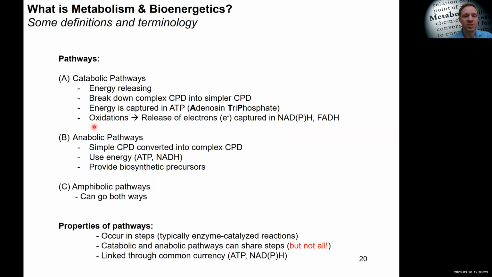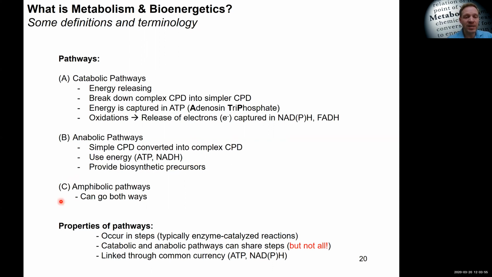So moving to the anabolic pathways, they will take simple compounds and convert them into complex compounds, and they will use the energy stored in ATP and NADH primarily. What these pathways do is also provide biosynthetic precursors. We'll look into this. So they will provide intermediate complexity metabolites that we need to make more complex ones.